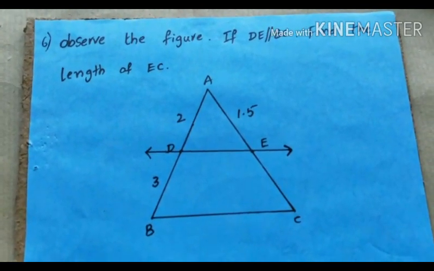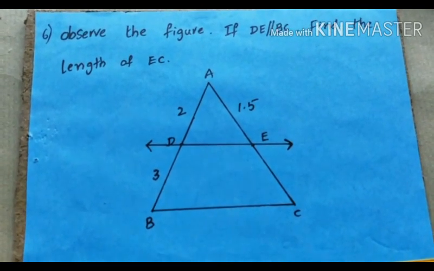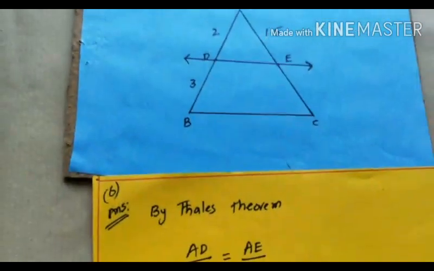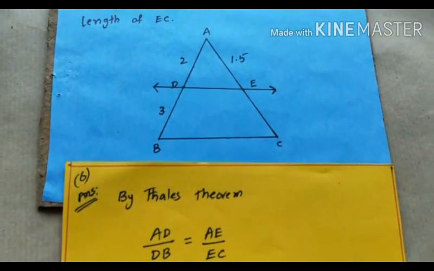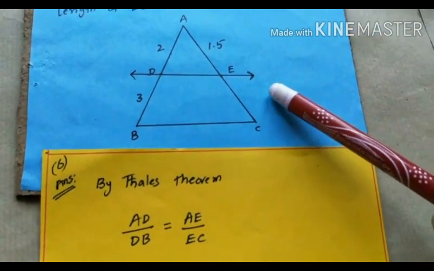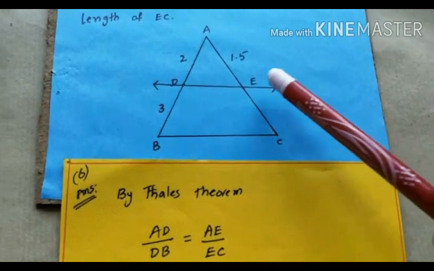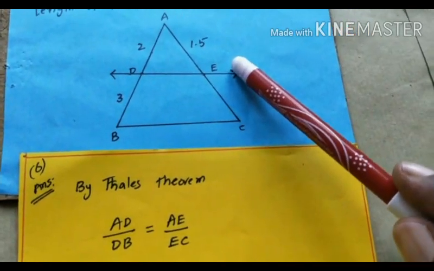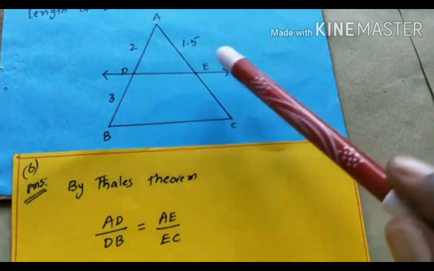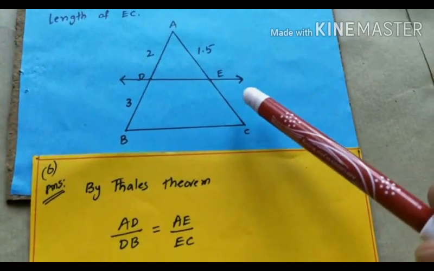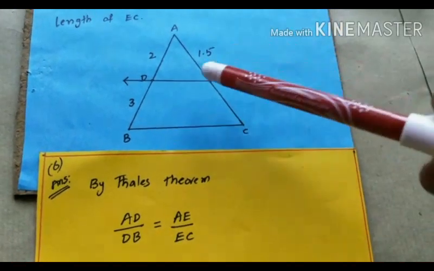Sixth sum: observe the figure, if DE is parallel to BC, find the length of EC. Here we use Thales theorem. If a line is drawn parallel to one side of a triangle to intersect the other two sides at two distinct points, then the other two sides are divided in the same ratio. This is the basic proportionality theorem, or Thales theorem.